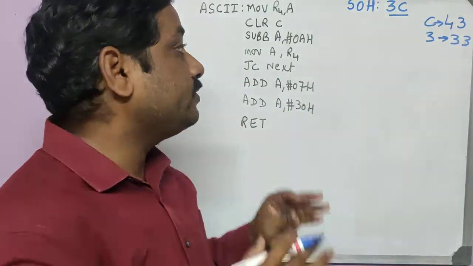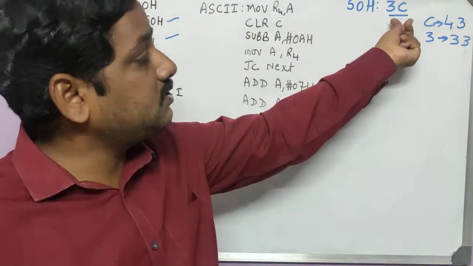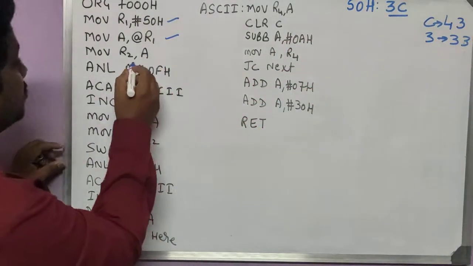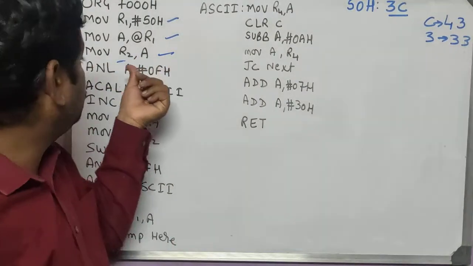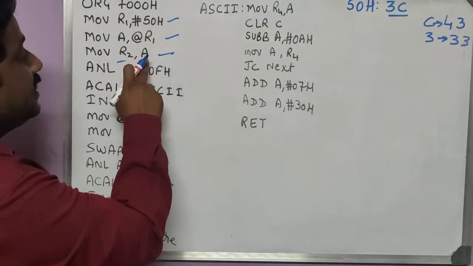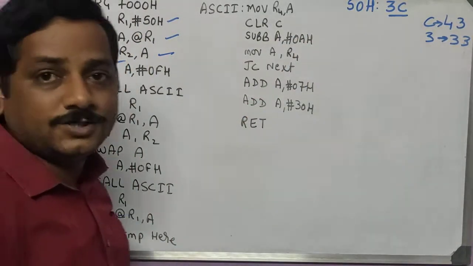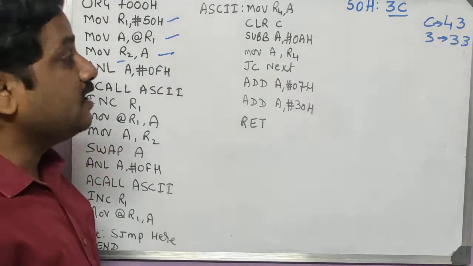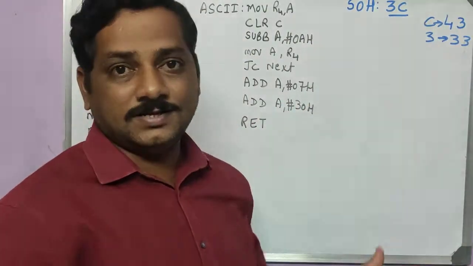So the accumulator will have the input. Now temporarily you store it in some other register, because in future I want this number again. So I move that data to R2. That's why I am using this line here: MOV R2, A. A is having this input 3C. That will be given to R2 temporarily. And now we have to separate these numbers.